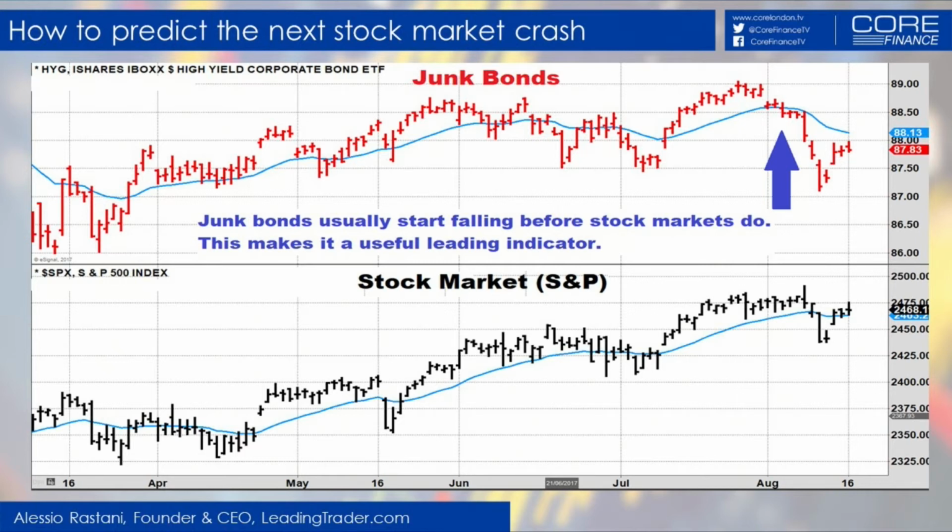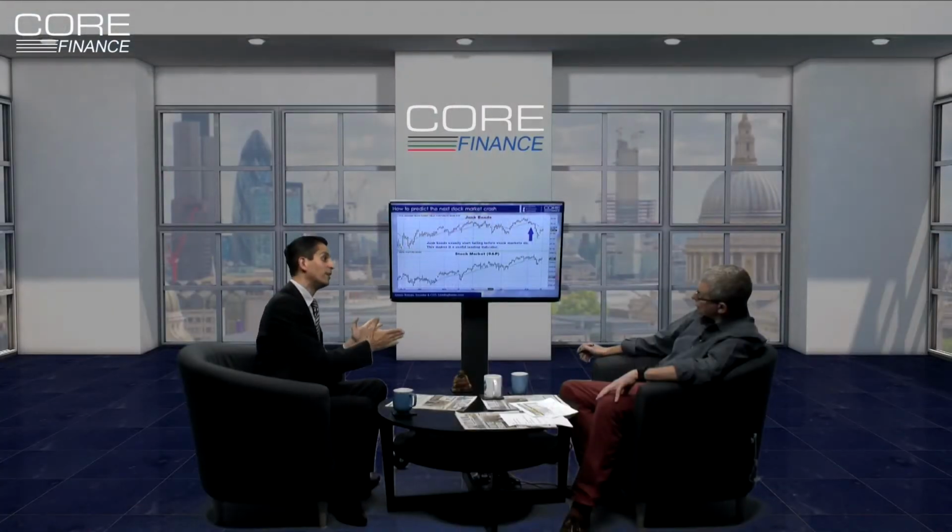And we've just made a pullback to the 21 recently. But you can see the blue arrow is showing where about a couple of weeks ago we fell below that average on the junk bond market. Just for folks who may not know, that also tells us that there's an aversion to risk. People are leaving risk or stocks and going into more safety.